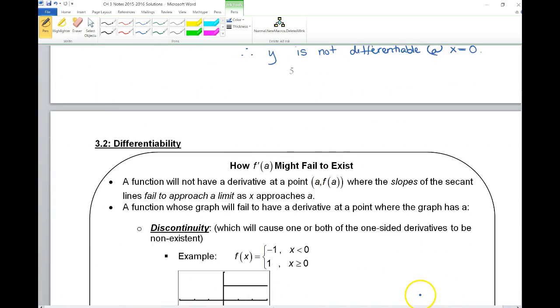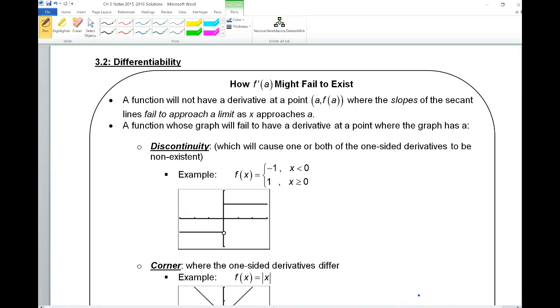And actually, before we look at the homework, I do just want to look at, because Bess was asking, and I think this is a good follow-up to that. How do we know it's not going to be differentiable? So how might f prime of a fail to exist? Okay, 4 places, basically.